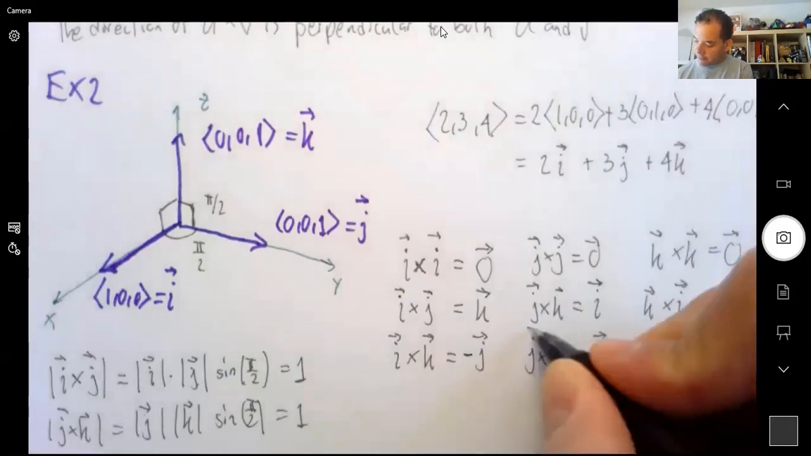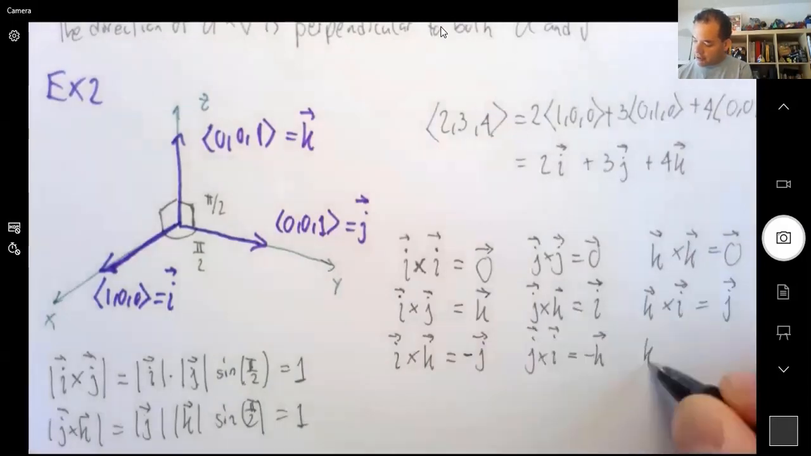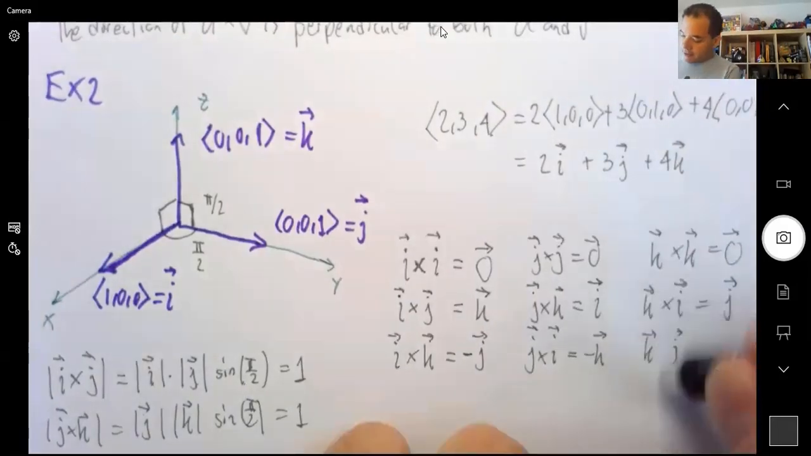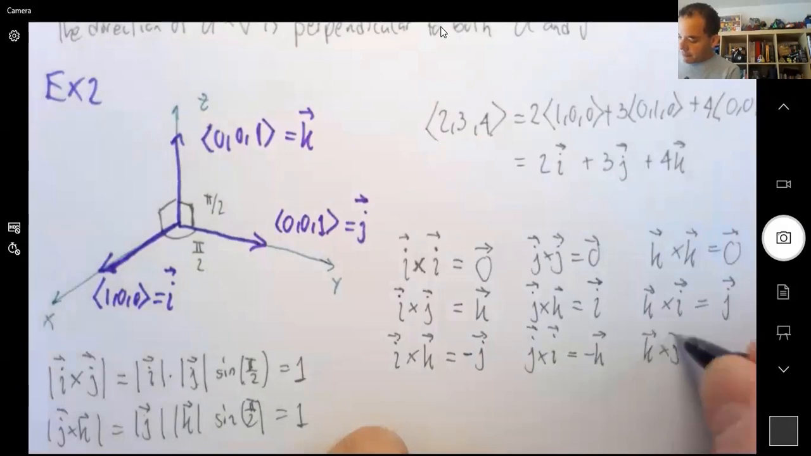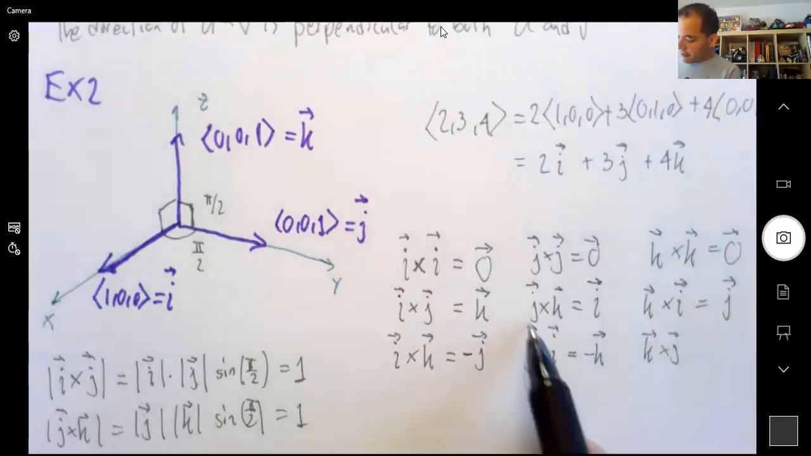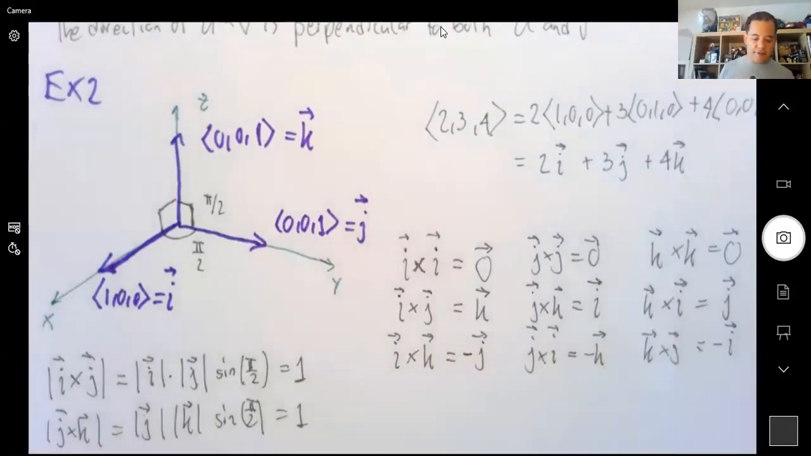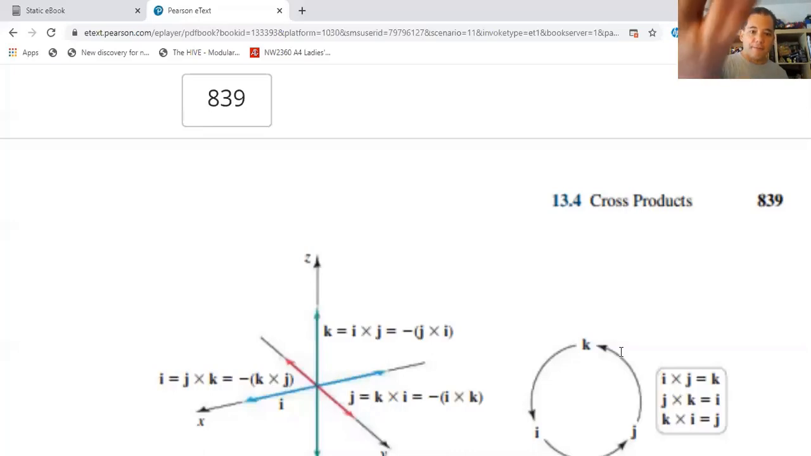And if we do k cross j, we flip this one, and we get negative i. All right? Is that clear? So this is like your multiplication table of cross product with your three basic ones, i, j, and k. So important. And let's see if I have it in the book now, and I can show you. Yeah, it actually worked. That was a good thing.